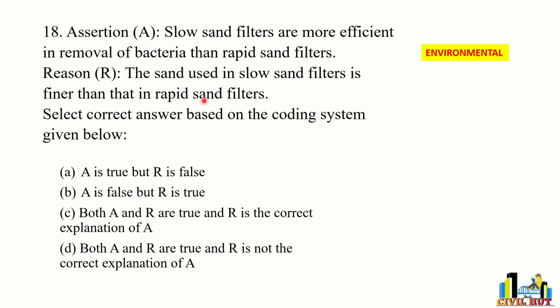We know that D10 values are very less for the slow sand filters than the rapid sand filters. Effective diameter of the sand is very low for the slow sand filters. Our option is C. Both A and R are true and R is the correct explanation of A.